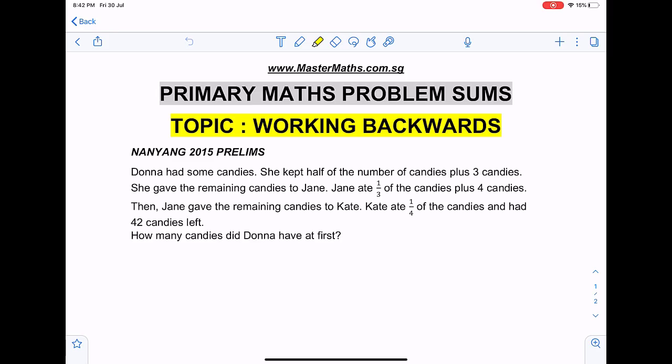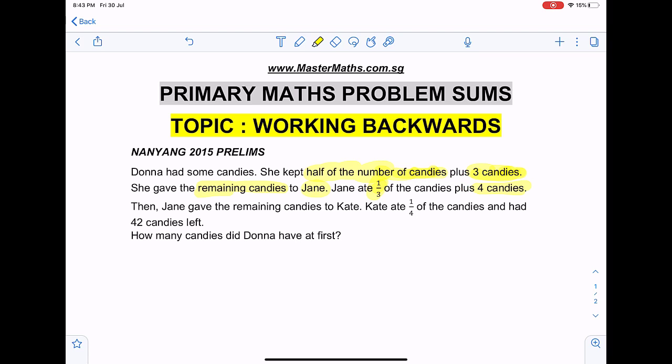Donna had some candies. She kept half of the number of candies plus 3 candies. So a little bit more than half, Donna kept it. She gave the remaining candies to Jane. Jane ate 1/3 of the candies plus 4 candies. So not just 1 out of 3, but a little bit more. So how many more? 4 more.